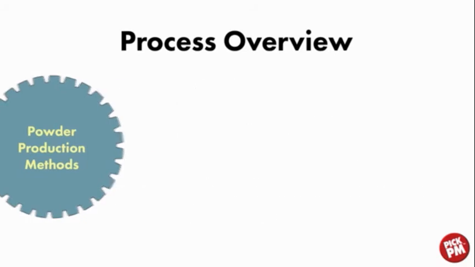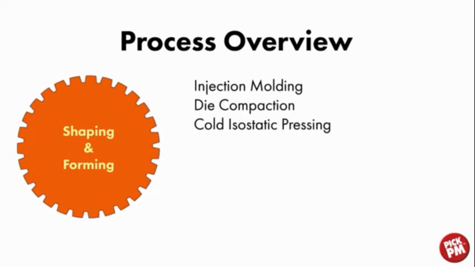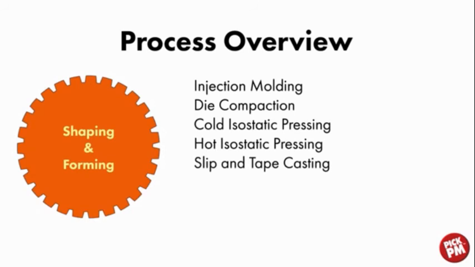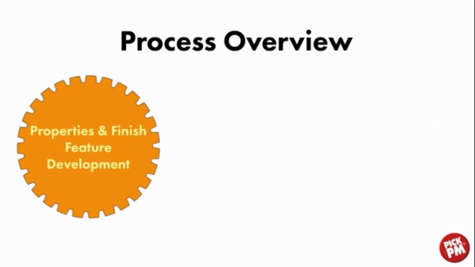From there, we have the shaping and forming of those metal powders: injection molding, die compaction, cold isostatic pressing, hot isostatic pressing, slip and tape casting, rolling, extrusion, and metal additive manufacturing. After shaping and forming, properties and finish features are developed.